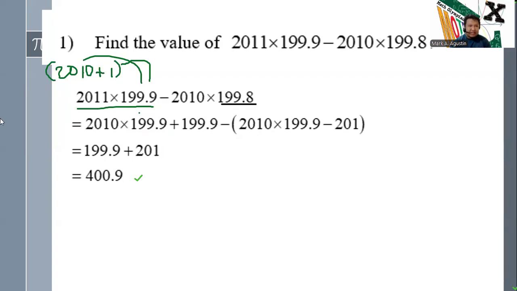As you can see, the 199.8 could be expressed as 200 minus 0.2. So as you can see, we can factor that out, and we can distribute the negative, so we'll be having, wait, okay, 0.1, 0.01.